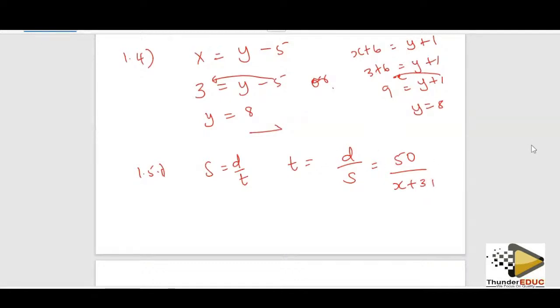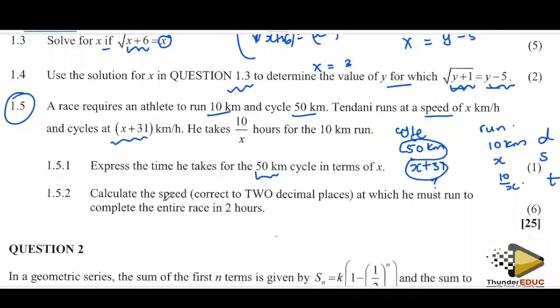Okay. So it's already in terms of x. Okay, then the next question, they're telling us to calculate the speed, correct to decimal places, at which he must run to complete the race in 2 hours. So if we combine these 2 times, they should be equal to 2. So if we can get the value of x, then we have the speed. We can just substitute that.